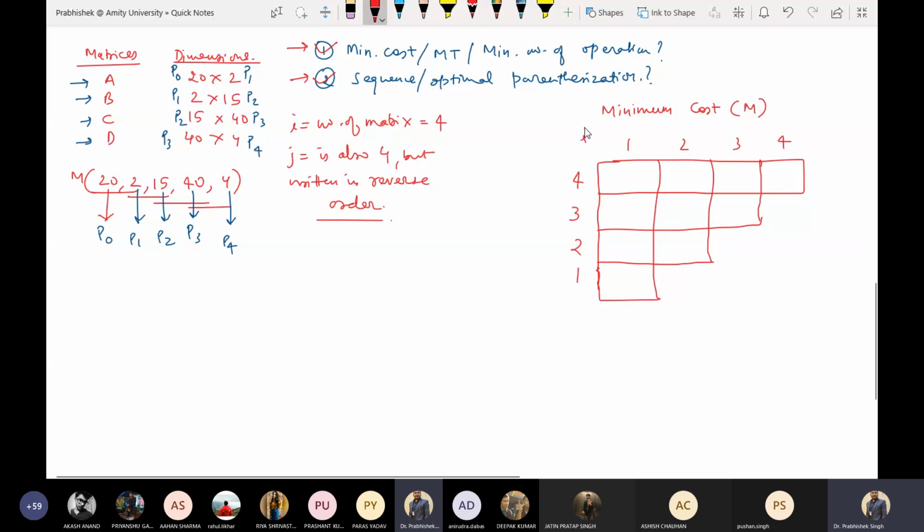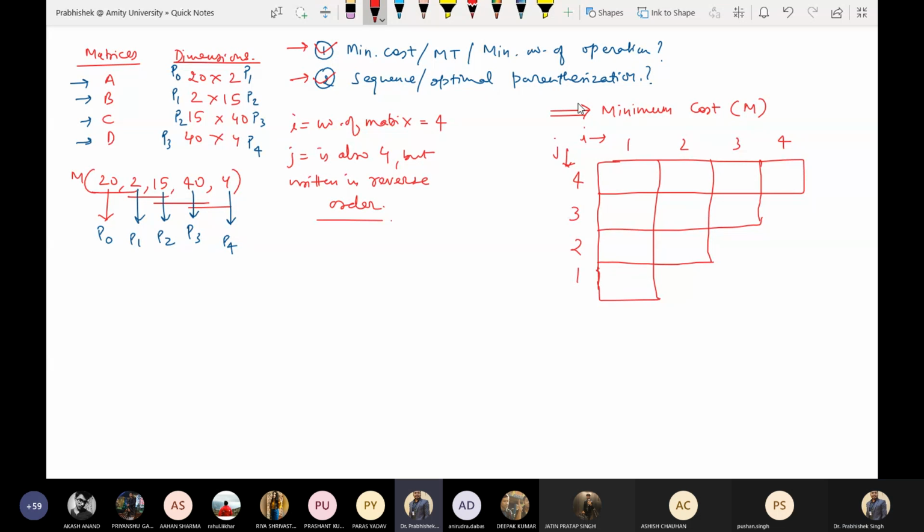I am just trying to optimize it. This is I, this is J. We have to copy and paste this table on each and every new page, because we have to update this table again and again. So this is the table for the minimum cost.